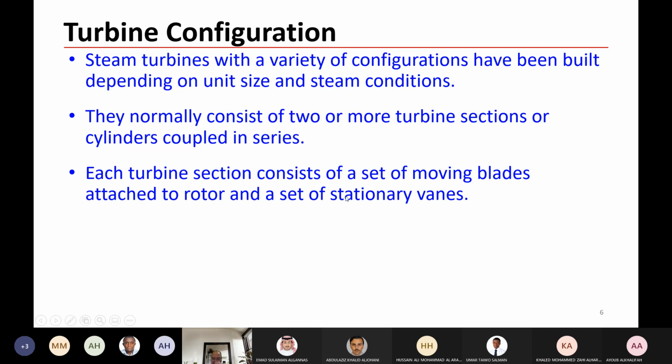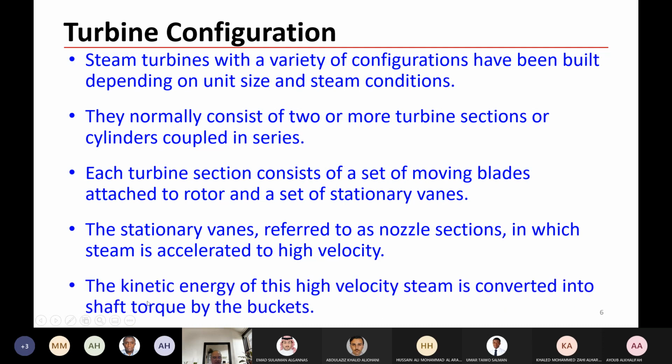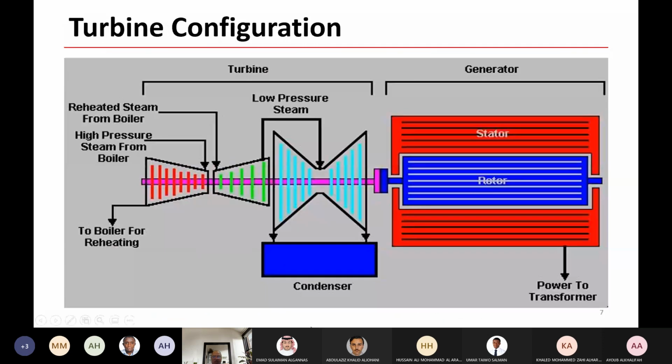Each section consists of a set of moving blades attached to a rotor and stationary vanes. The stationary vanes refer to nozzle sections in which the steam is accelerated to high velocity. The kinetic energy of this high velocity steam is converted into shaft torque by the buckets, or the blades. So this is the typical turbine.